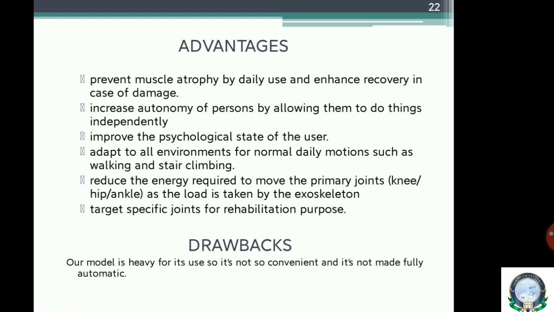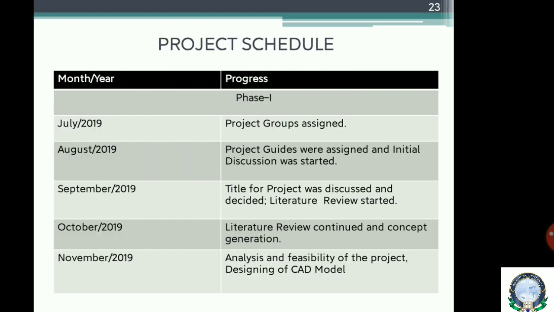Our project also has some drawbacks or disadvantages which can be fixed. Our model is quite heavy, which makes it less convenient for use, and also it is not made fully automatic. Next slide is our project schedule. This is the schedule of phase 1, which was done back in our 7th semester. The information is given based on monthly progress.